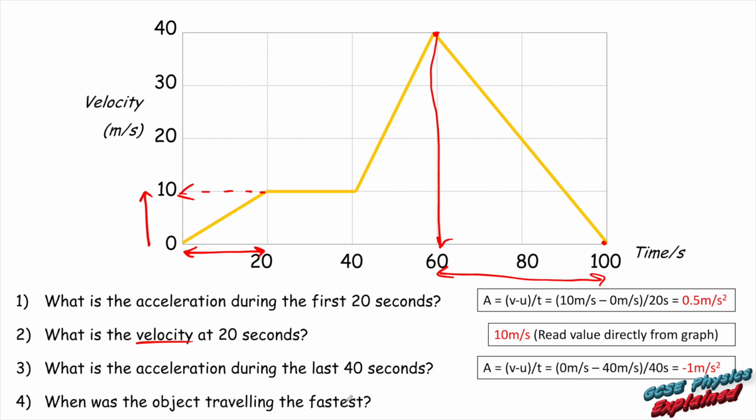When was the object travelling the fastest? Right, well, just when did the graph get the highest, right? It's the highest there. So that's the highest velocity. And when was it travelling the fastest? Well, that's 60 seconds then.